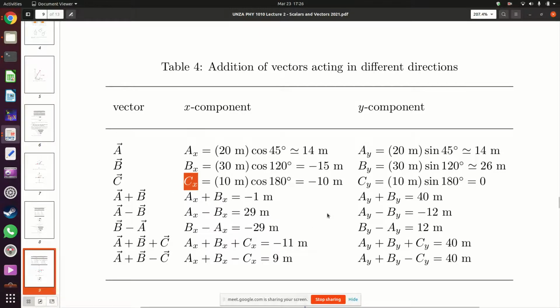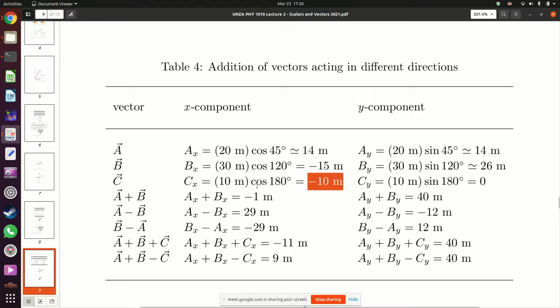The interesting bit here is that cx, this negative 10 meters, is the same size as vector c. For the rest of these other ones, the size of the component is less than the size of the vector. This one was 20 meters, but the component is 14. Here, the vector is 30 meters, the component is half of that. Then here is 30 meters, the component is 26. Then here we have a vector whose size is 10 meters, and its component is minus 10 meters.